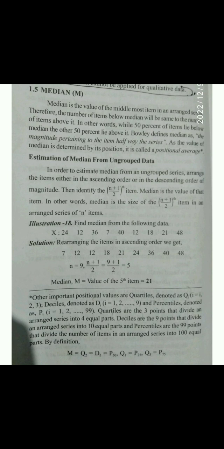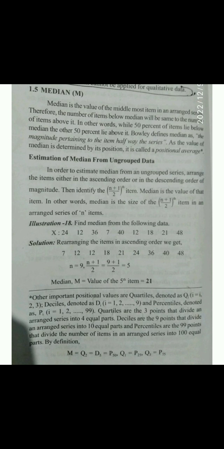For example, find the median from the following data. The values of x are 12, 24, 12, 36, 7, 40, 12, 18, 21 and 48. We have to rearrange the given data into ascending order. That gives the order 7, 12, 12, 18, 21, 24, 36, 40, 48.